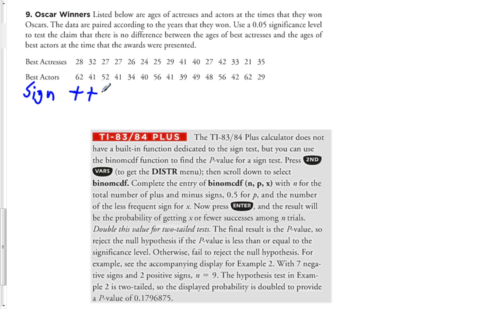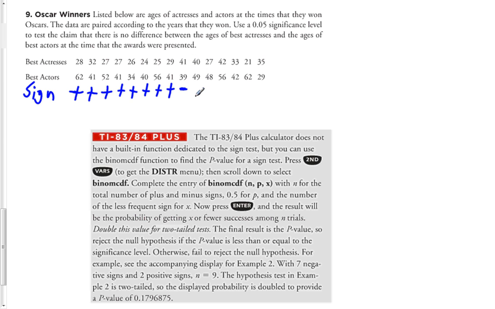52 minus 27 is also positive. 41 minus 27 is also positive. 34 minus 26 is also positive. 40 minus 24 is also positive. 56 minus 25 is positive. 41 minus 29 is positive. 39 minus 41, that's going to be negative. So this is our first negative sign.